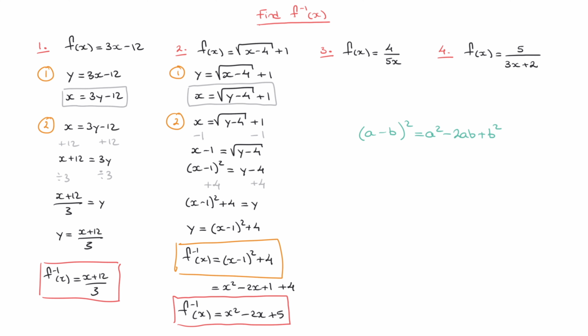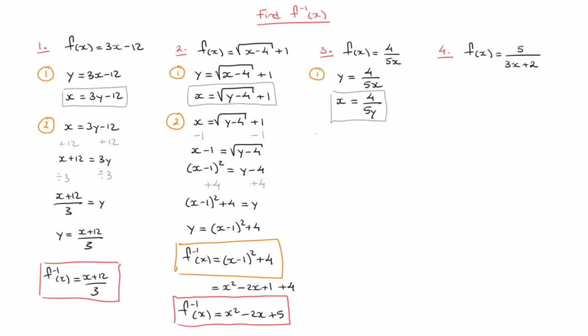Okay, let me just erase this perfect square formula here. There we go. And we move on to the third function we have here, f of x equals 4 over 5x. Well, once more, we follow our two-step method. So step 1, starting from y equals 4 over 5x, we swap the x and the y. So this becomes x equals 4 over 5y. And that's step 1 done.